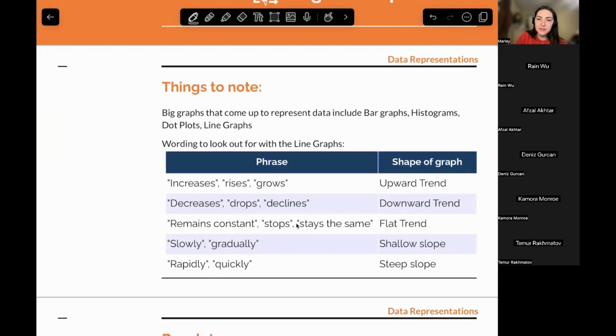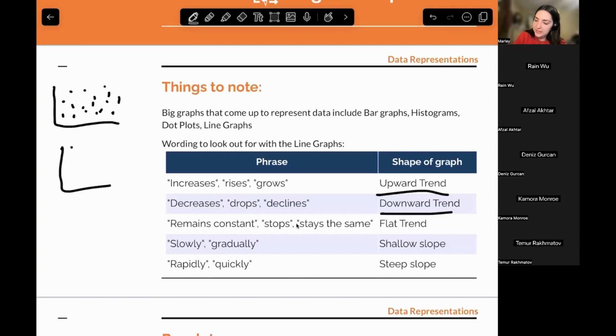These are just words to look out for when you're looking at line graphs or scatter plots. If the slope is increasing, they'll typically say increases, rises, grows. That means upward trend, versus a downward trend, which is a negative slope. Flat trend is also possible. I don't know if you've heard about correlation in school, but they'll say positive correlation or negative correlation. No correlation would be if the data points are all over the place, versus negative, which typically looks like a negative slope.